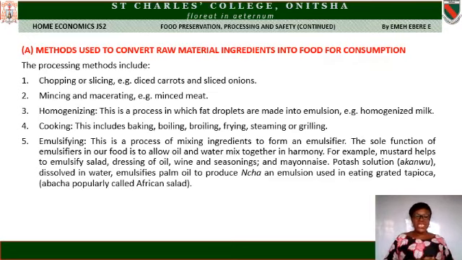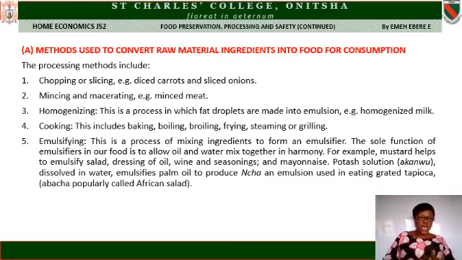Number 3, homogenizing. This is the process by which fat droplets are made into emulsion. Example is homogenized milk. When you go to the market, you ask them for homogenized milk, they will give you. What do we mean by homogenizing? Making the entire ingredients to be one, so that they will not be different again from each other.